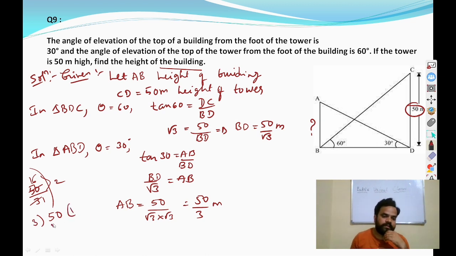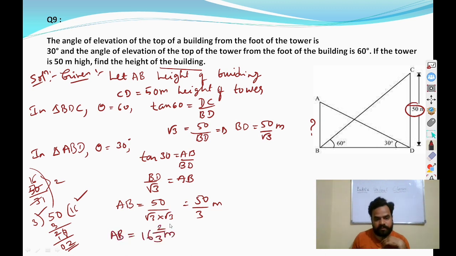3 1 ja 3 here, remaining is 2 20, and 3 6 ja 18. The remainder is 2, right? So here 3 and 16 is there. So what answer we can write here is AB is equals to 16 is to 2 by 3 meter. This is the height of building, right? Therefore the height of the building is 16 into 2 by 3 meter, or 50 by 3 meter.